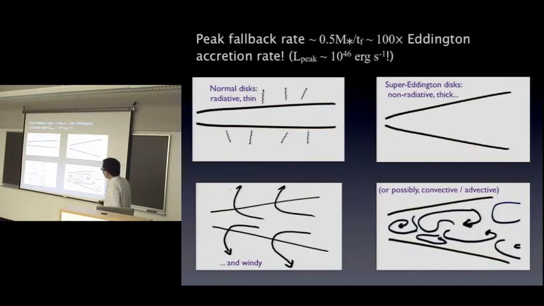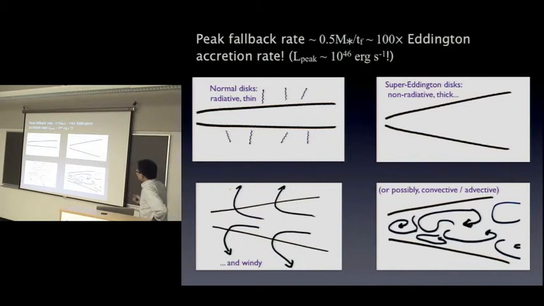Okay, so one can simply get an idea about the amplitude. You can estimate the peak fallback rate by simply dividing one solar mass of material that is bound by this fallback time scale. You find the peak fallback rate is about 2 orders of magnitude higher than the Eddington accretion rate, so 10 to the minus 6 solar mass per year.